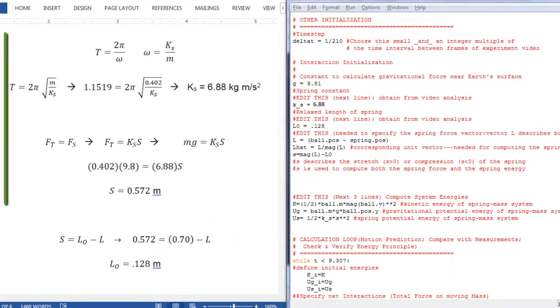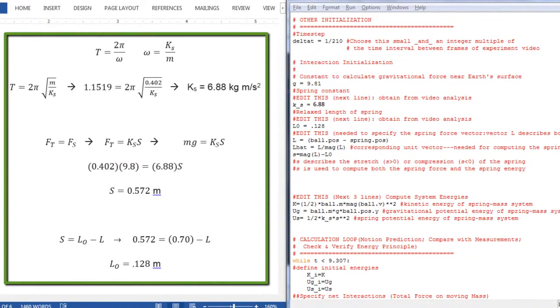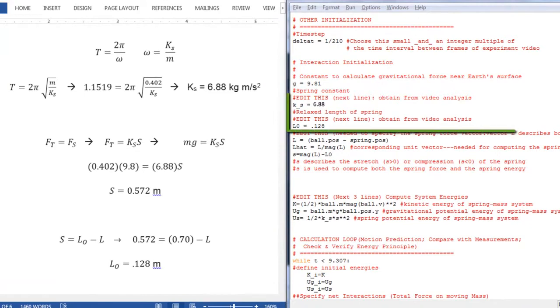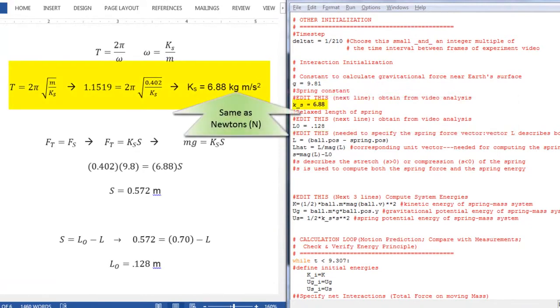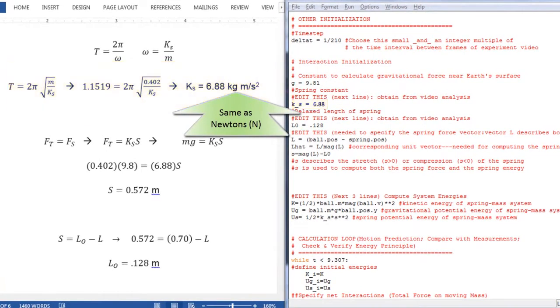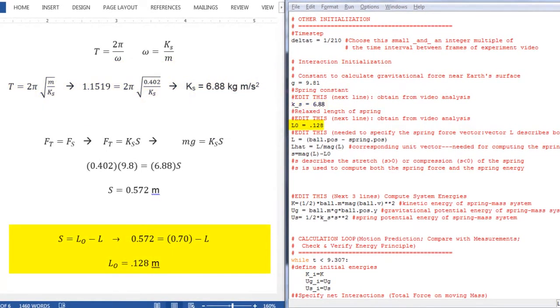The other initialized values include the time step, which was provided, and the gravitational constant g, which is 9.8 meters per second squared. Next, I used the equations here on the left to solve for the spring constant, the change in stretch, and the stretch length of the spring. Then I put each of these values into my code as you can see here. Using the formulas for omega and period, I solved for the spring constant, which came out to be 6.88 newtons per meter. L initial is the spring's relaxed length and was solved to be 0.128 meters.